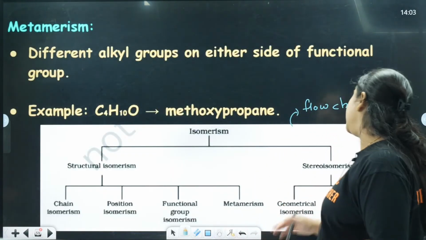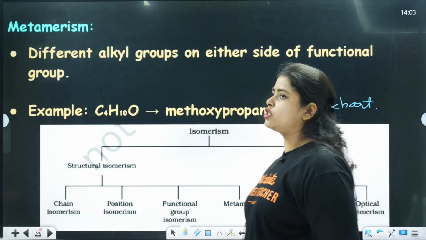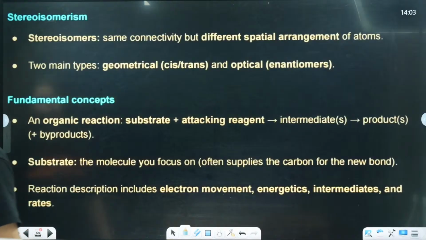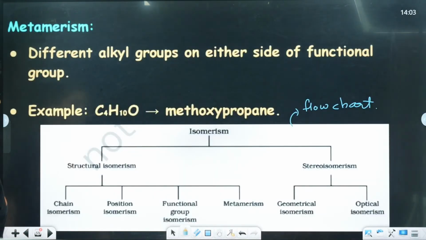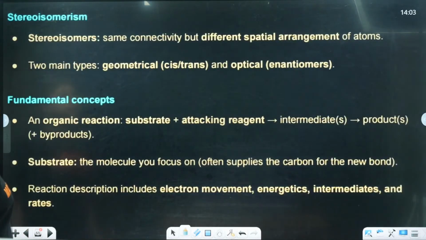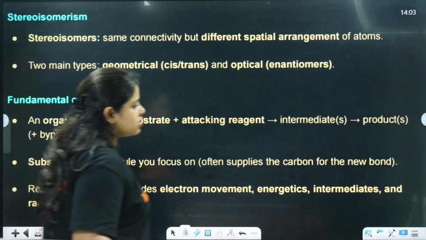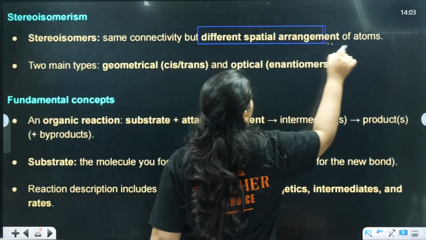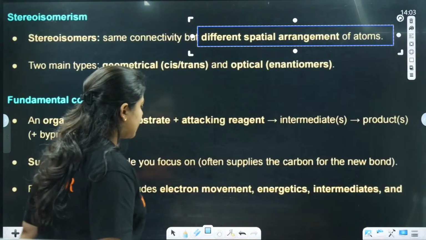Let's move to stereoisomerism. In stereoisomerism, first we are going to learn about geometrical isomerism. Let's start. Stereoisomerism has the same connectivity but a different spatial arrangement of atoms. See, it is having the same connectivity.